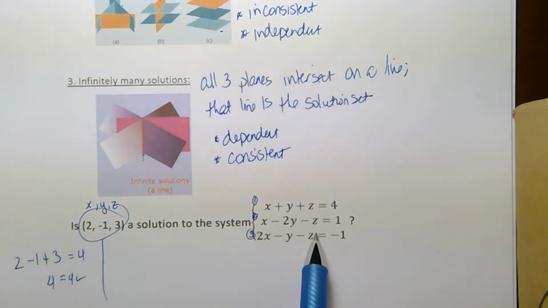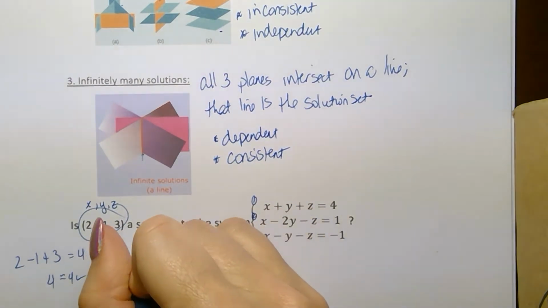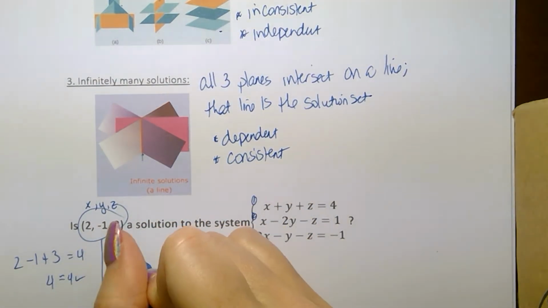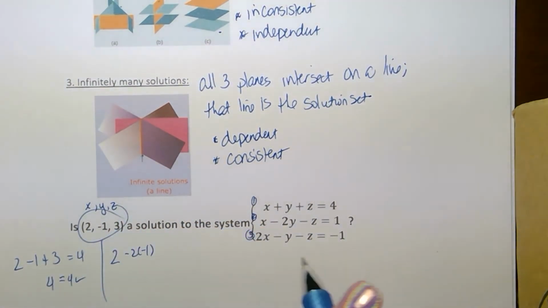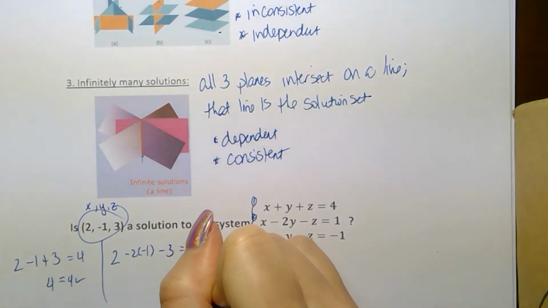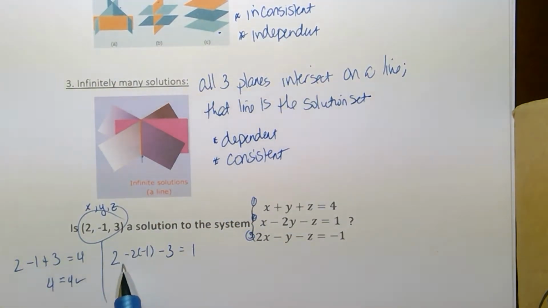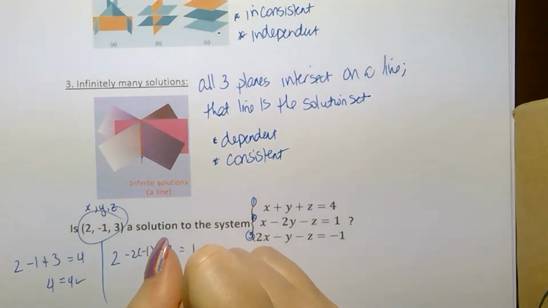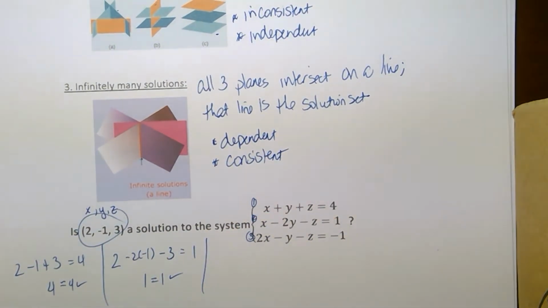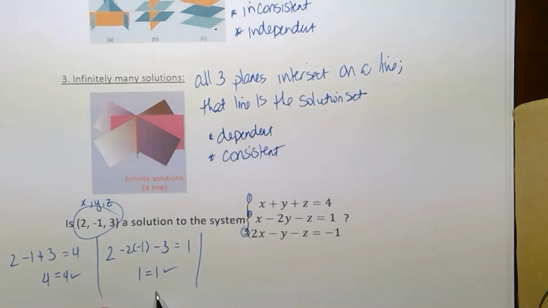X minus 2y minus z equals 1. Well, x is 2. Minus 2 times negative 1 minus 3 should be 1. 2, and then this becomes plus 2. So the 2 plus 2 is 4. 4 minus 3 is 1. 1 equals 1. That's true. It works in the second equation.